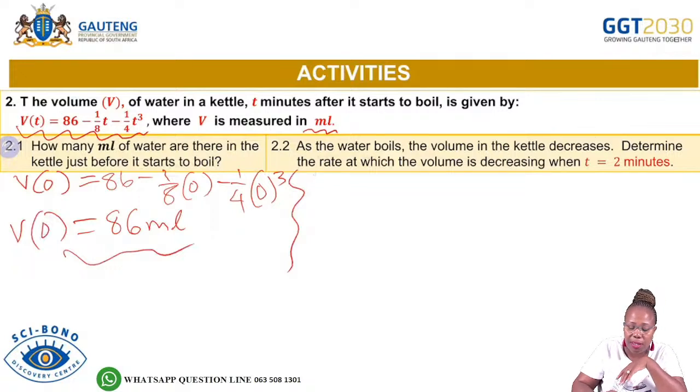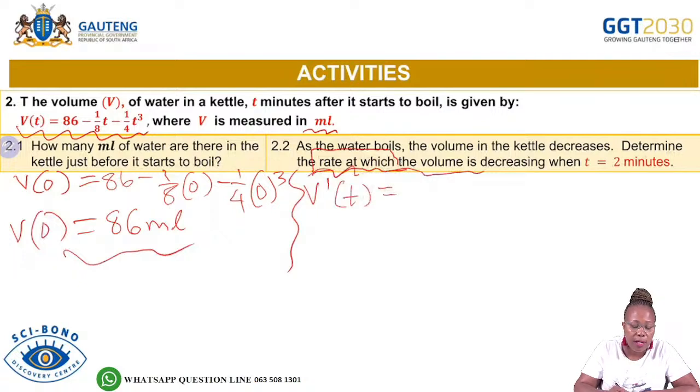So we want to determine the rate at which, the minute we see the word rate, that means we know that we need to derive the rate at which the volume is decreasing when t is equal to 2. Because it's the rate, we are going to derive the volume formula. And then now 86 is constant, it will be 0. And then the next one is t to the power 1. We take the coefficient minus 1 over 8. And then the 3 multiplied by minus 1 over 4. It will be minus 3 over 4. And then this will be t squared.